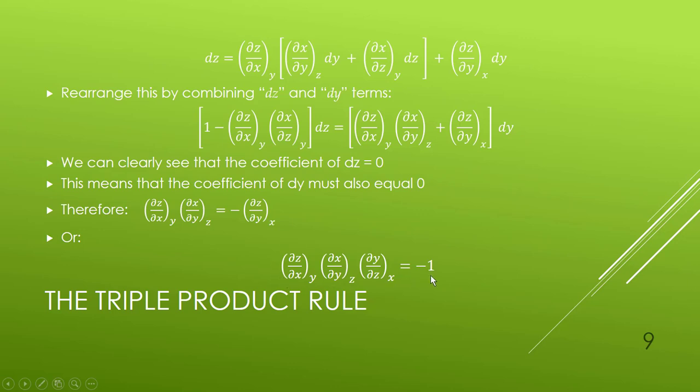So the product of (∂z/∂x) at constant y, (∂x/∂y) at constant z, (∂y/∂z) at constant x, when they multiply together, they give you negative 1.